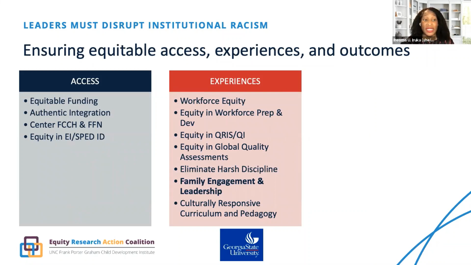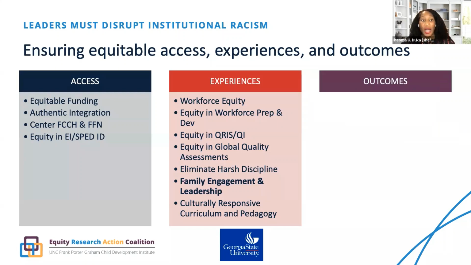Think about our quality rating improvement systems or any of your quality initiatives. Think about eliminating harsh discipline. Think about family engagement and leadership and governance in all your programming. What about culturally responsive curriculum and pedagogy, right? So these are all the things to really make sure that children have the best experiences. We have to not just think about the adults in the classroom, but think about all the people that touch children. Think about all the standards that you have.